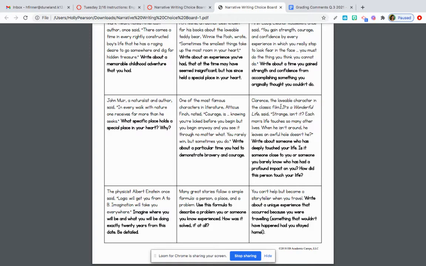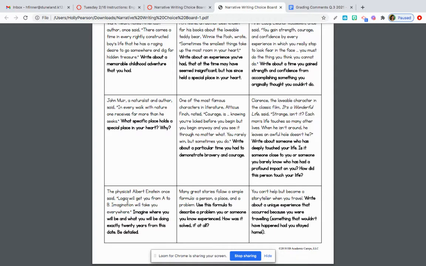Next, Clarence, the lovable character in the classic film It's a Wonderful Life, said, strange, isn't it? Each man's life touches so many other lives. When he isn't around, he leaves an awful hole, doesn't he? If you choose this option, you're writing about someone who has deeply touched your life. It could be someone close to you or someone you barely know who has had a profound impact on you. And you're going to tell me about how this person has impacted your life.